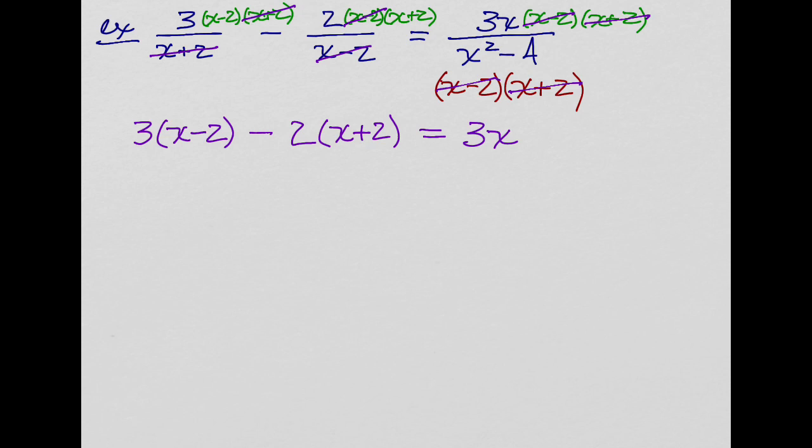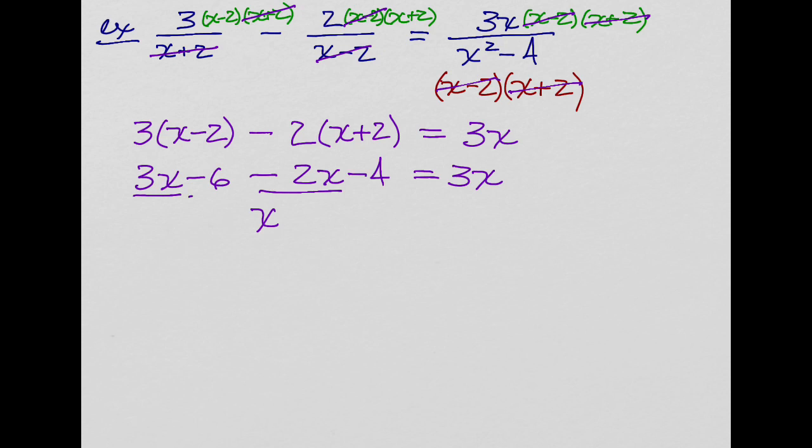I'm going to distribute twice. No action on the right-hand side yet. Now I'm going to combine like terms on the left. I have 3x and negative 2x. I have negative 6 and negative 4.